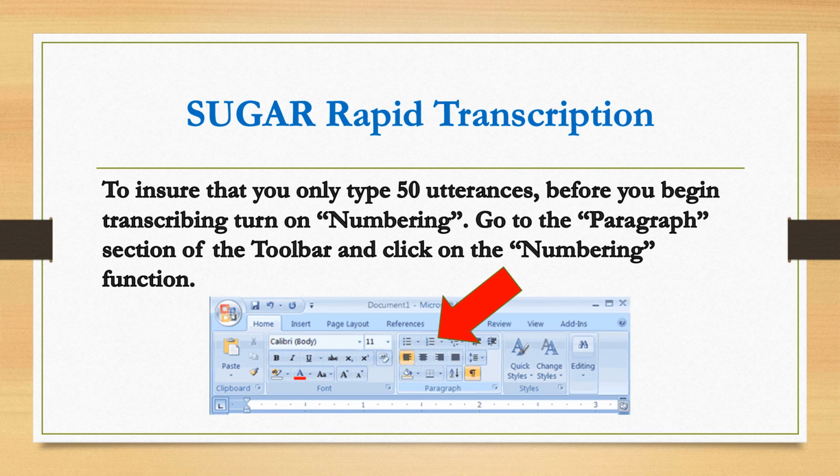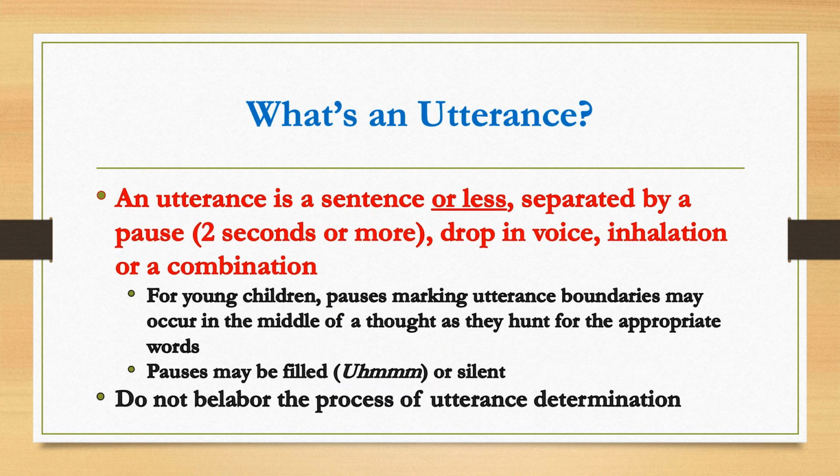Before you start transcribing, you want to make sure that your numbering function is turned on. The red arrow indicates the way that you can turn it on. You go up to the paragraph section of your toolbar, you click on numbering. You will only be transcribing 50 utterances, so you want the numbering function on so that you know when to stop. There are a lot of different ways that you can determine an utterance.